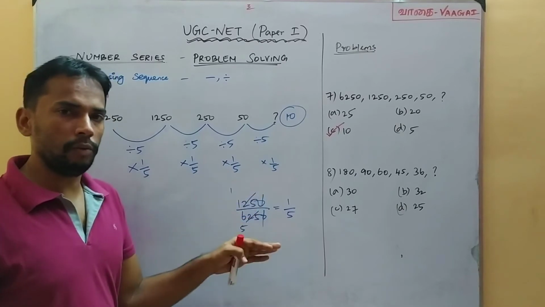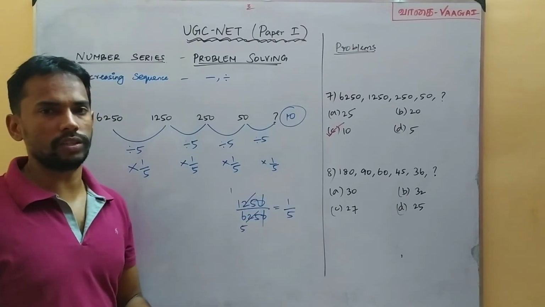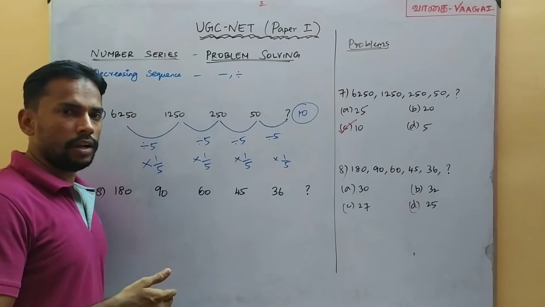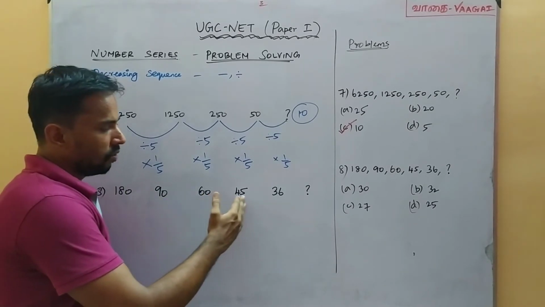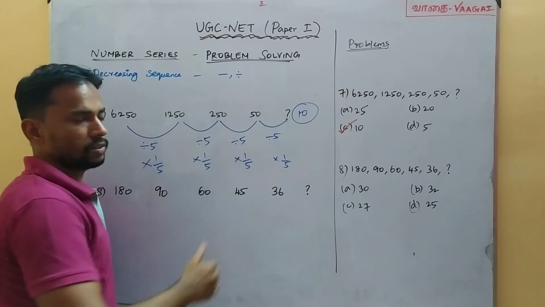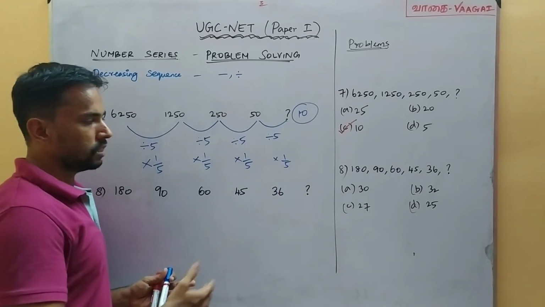And now by the same logic, let's try to do the next question. Next is question number 8. The numbers are 180, 90, 60, 45, 36 and a question mark. So again a decreasing sequence.